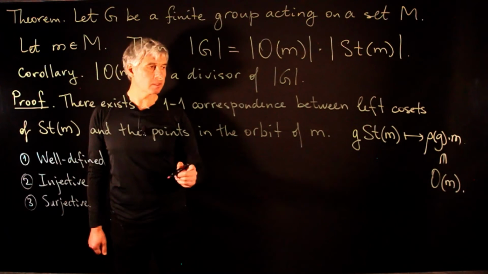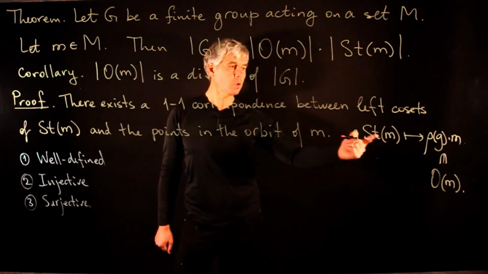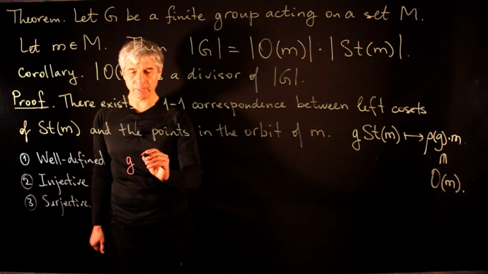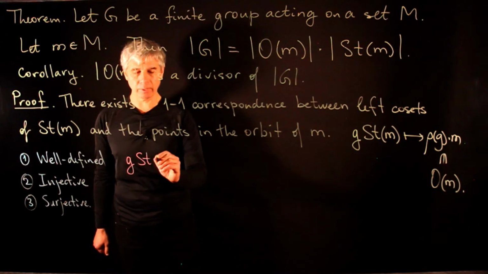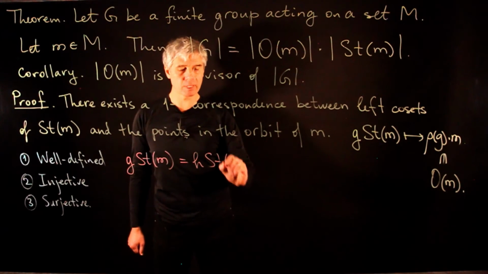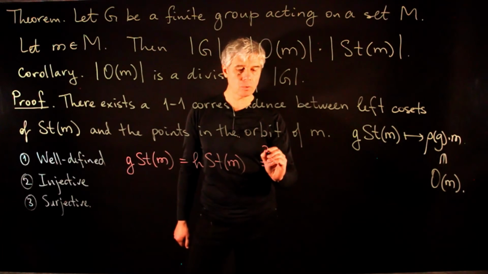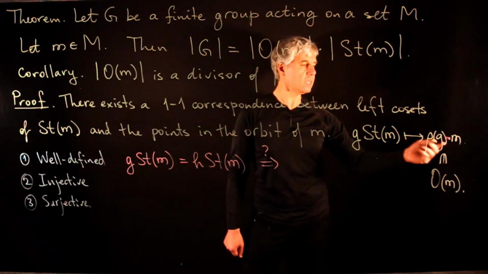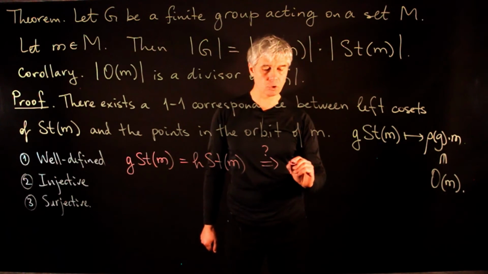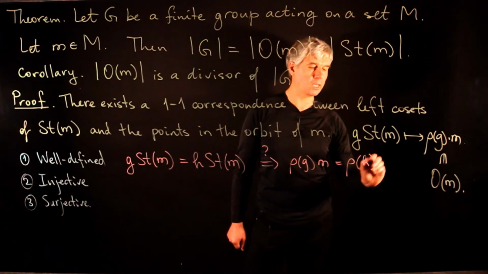Now, what does it mean that this correspondence is well defined? Well, here the left coset is not determined by a single element. So it could happen that the left coset with element g is equal to the left coset of the stabilizer with element h. And we need to show that the answer in the right-hand side does not depend on the choice of the representative. So this means that we need to show that rho of g acting on m is equal to rho of h acting on m.